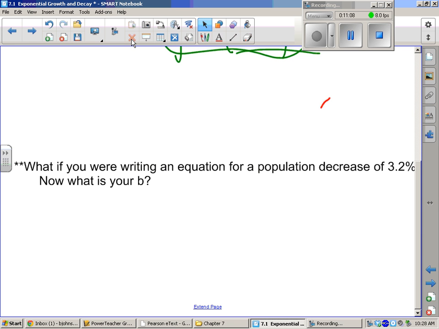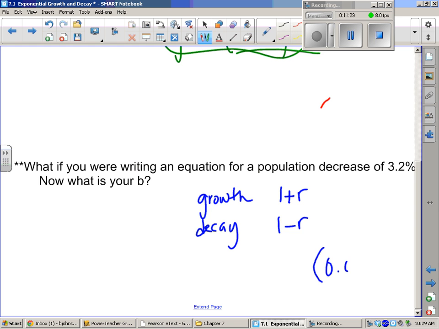What if you were writing an equation for population decrease of 3.2%? So remember that when it was growth, we took the 100% and we added the rate. If you have a decay, you've got to take 100% and subtract the rate. Okay. So that gets a little tricky because kids will just put in the parentheses that the percentage is 0.032. But it's 1 minus that. Right. Yep. So be aware.